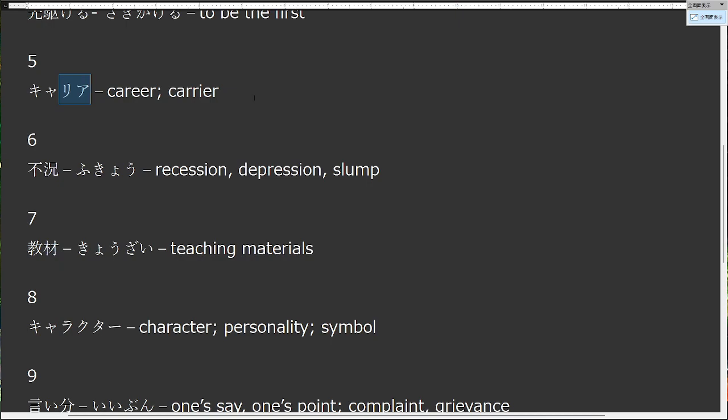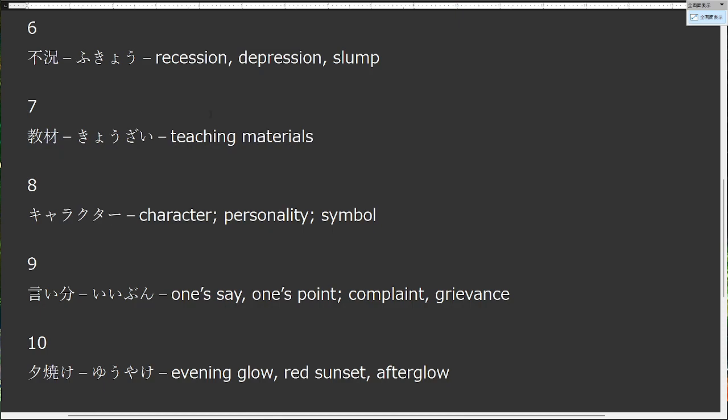Number 6 is fukyo. Fu on the left side for not or bad, and kyo on the right side for a situation or a condition. So a bad condition or in kind of low conditions is a recession, depression, or a slump. A fukyo is a recession, depression, or slump. Literally translated, a bad condition or situation.